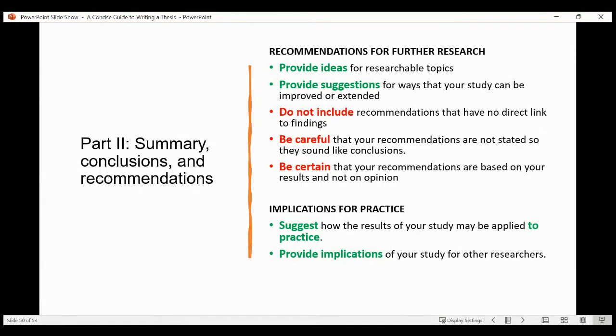Implications: some fields, some disciplines, especially in social science and humanities, might ask you to provide suggestions or implications. So provide implications of your study for practitioners or for researchers. Suggest how the result of your study may be applied to practice, especially if you conduct an action research or experimental research. This is very important. Tell the audience or the participants or the policymakers the results of your study.